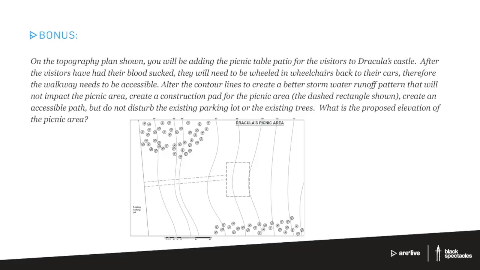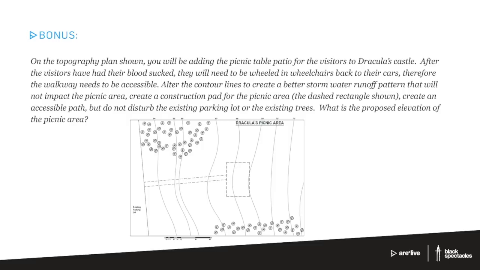Create a construction pad. That's a key weird term that they use a lot on the exam. A construction pad is not a concrete pad. It's the flat-ish area that gets ready to build on. It's not actually flat because you want the water to run off, but it's sort of flat. The dashed rectangle, create an accessible path, but do not disturb any of the existing parking lot or the existing trees. What would you do?